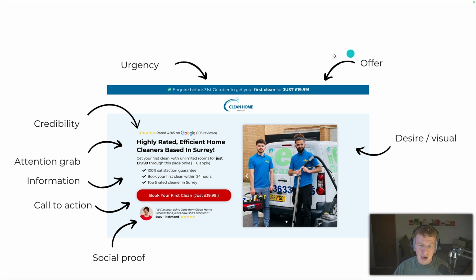We've then got our offer here, and we've got urgency here. The offer is in the headline, but I've also got it here in a banner, which is just another way of showing them this offer's running out soon, get it while you can. And then we've created urgency with the inquire before the 31st of October.